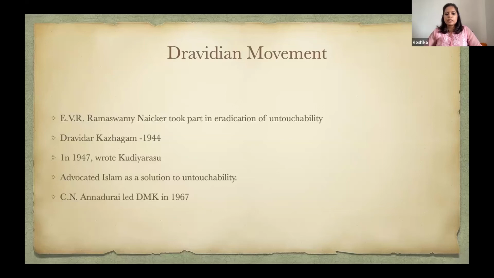And he wrote a book called Kudiyarasu in 1947. In it, he talks about how low caste people can convert to Islam, so that untouchability can be eradicated. A lot of Periyar's party people were really furious about how he could support Islam like this. But he didn't blindly support Islam either.